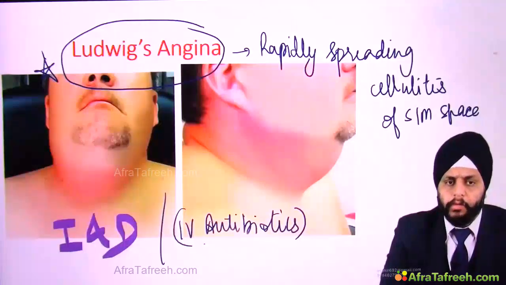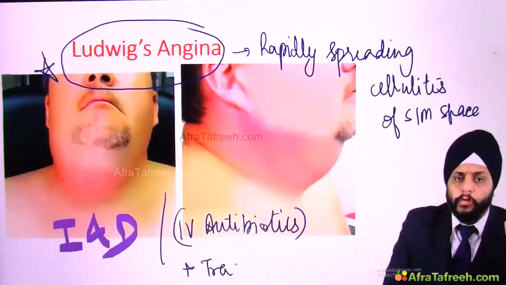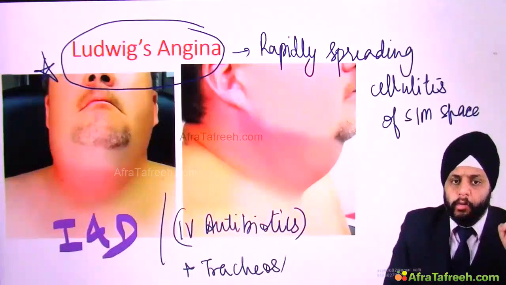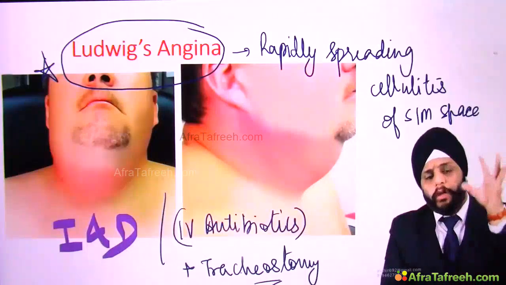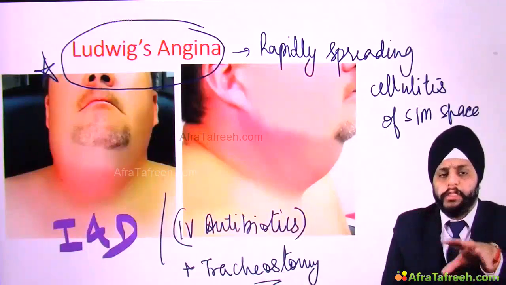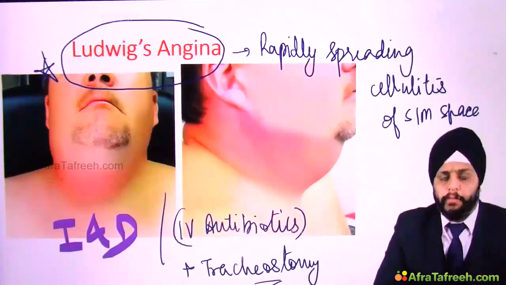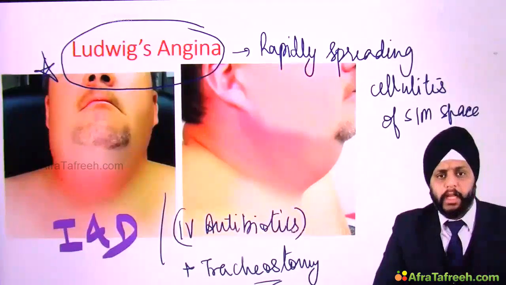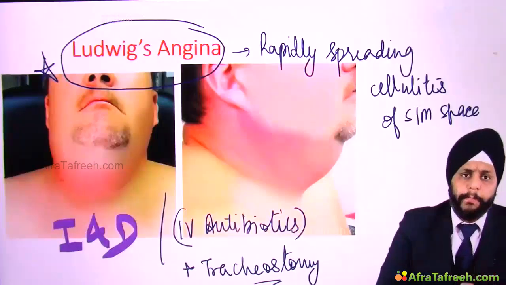Other than this, we may also have to do tracheostomy. Most of these patients are undergoing respiratory obstruction because of the pressure. So you may also have to do tracheostomy to save the airway of these patients. Otherwise, the airway may collapse and the patient may die. Okay. So Ludwig's angina may also need a tracheostomy, right?